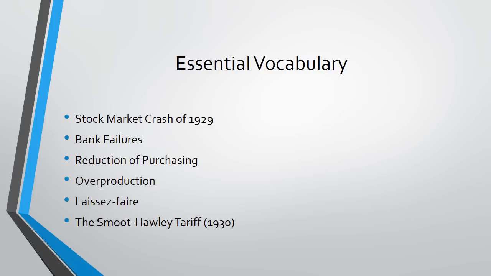The essential vocabulary that you need to know would be the stock market crash of 1929, bank failures, the reduction of purchasing, overproduction, laissez-faire, and the Smoot-Hawley Tariff of 1930.